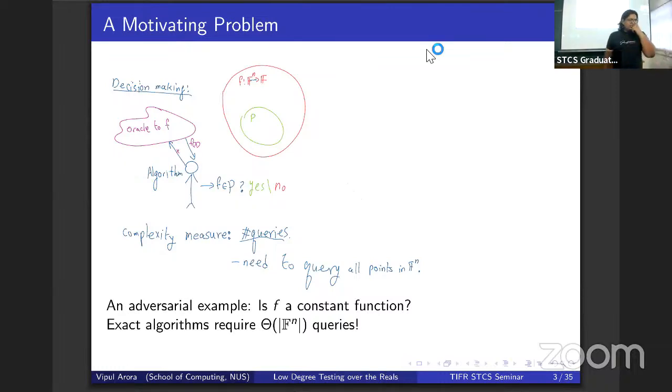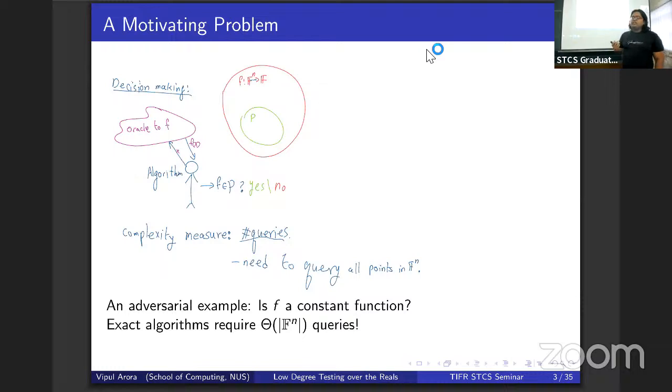So let's start with the motivating problem. You're given a function f from, let's say, some domain into some range, and you're given the function f via an oracle. You send x to the oracle, you get f of x back. And the property P over here is some non-trivial subset of this space of functions. You want to test whether this function f is a member of the property P or not.